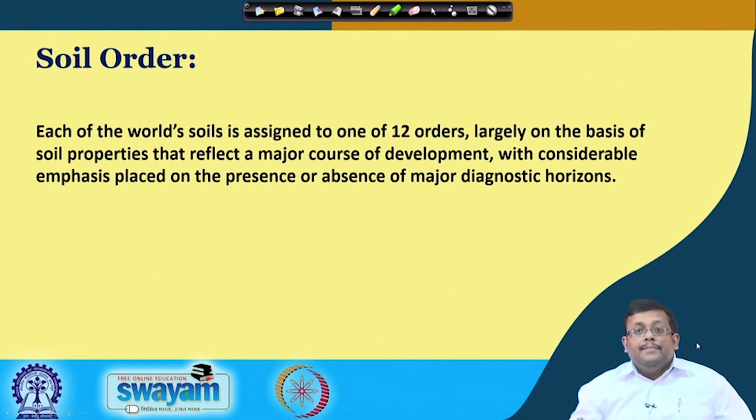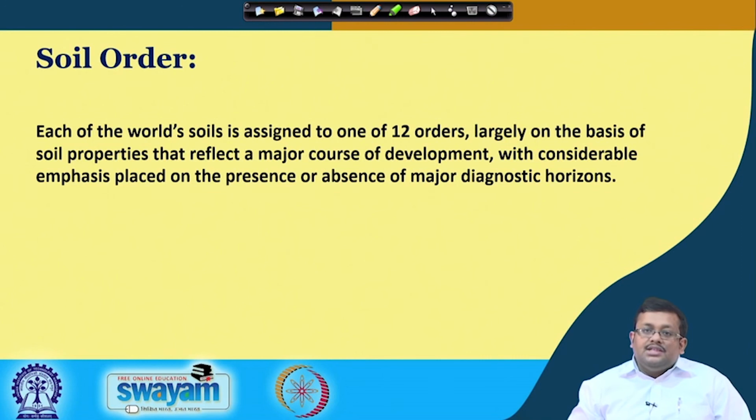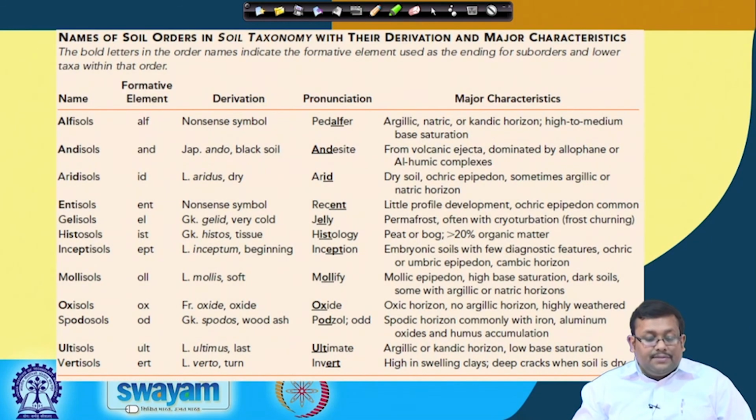Let us start with the soil order first. Each of the world's soils is assigned to one of the 12 soil orders. Remember that there are a total of 12 soil orders, largely on the basis of soil properties that reflect a major course of development, with considerable emphasis placed on the presence or absence of major diagnostic horizons. So, each order is characterized by the presence or absence of specific diagnostic horizons, and we will see that from the next slide onwards.